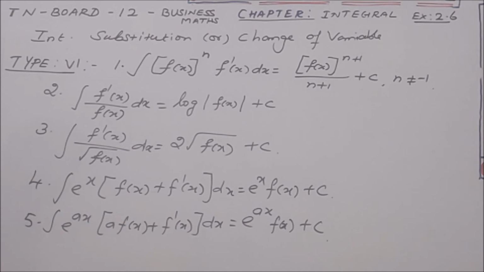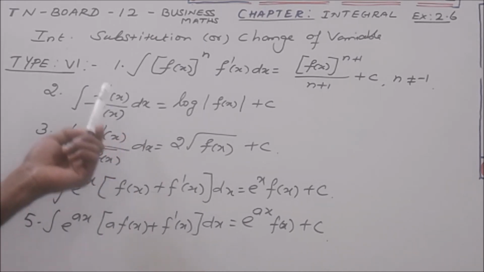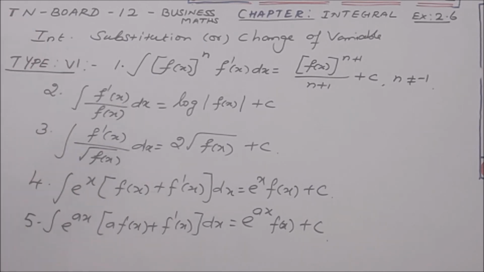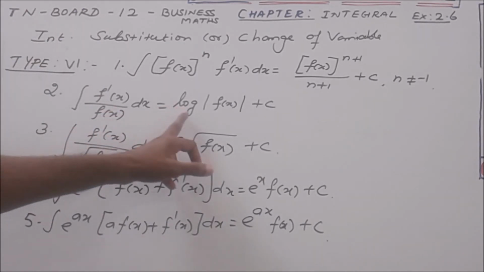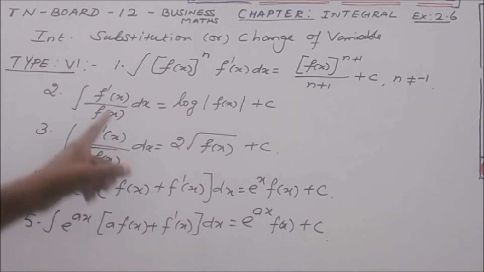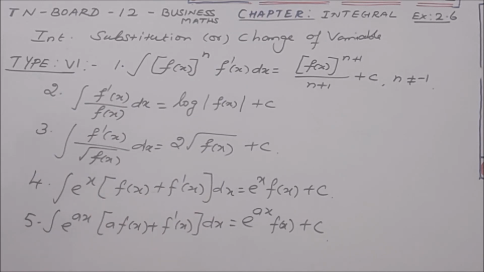Then look at the second one. Already we have applied this for two problems. It is f dash of x by f of x dx, that means a function in the denominator and its derivative in the numerator. We can go with the formula log of modulus of denominator plus c. Okay, now move to the third one.